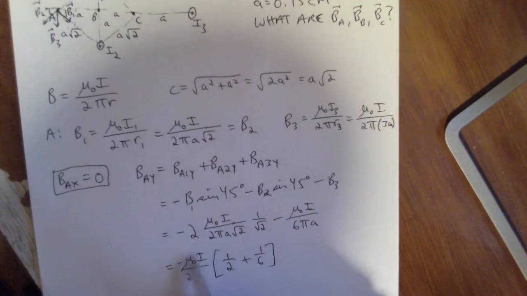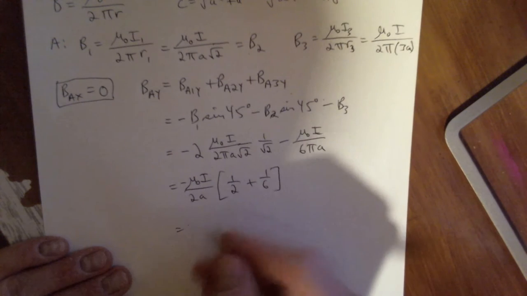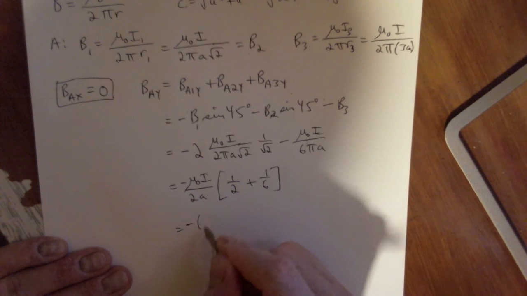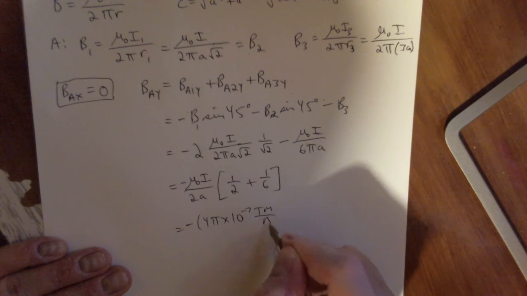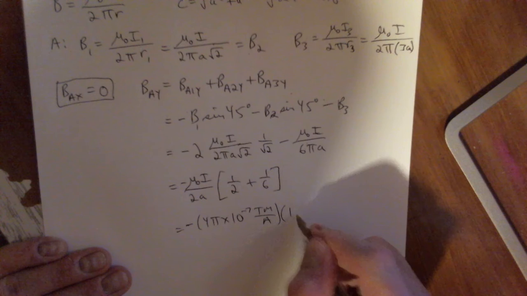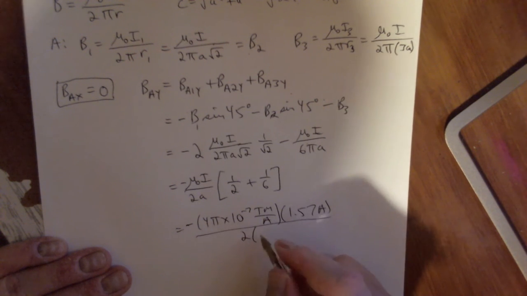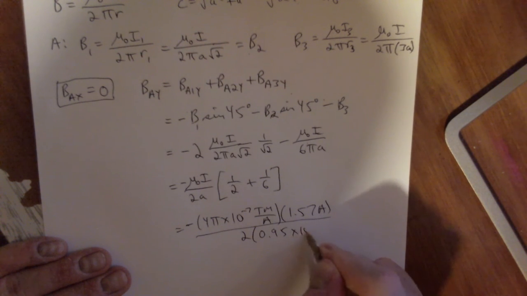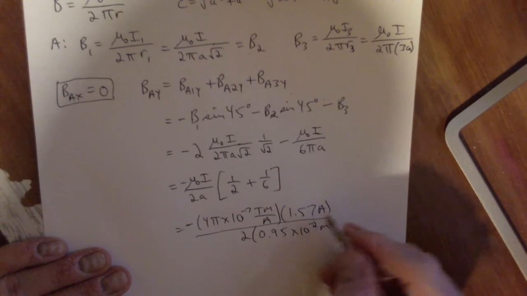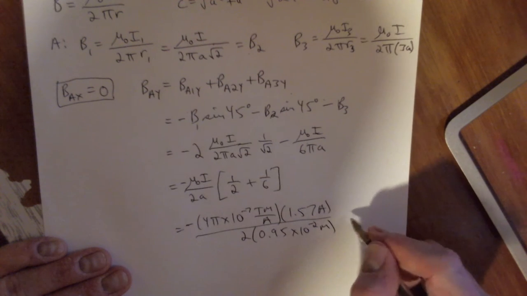And I'm going to calculate the mu sub naught I over 2a because we're going to keep getting it in the rest of the problem. So mu sub naught is 4 pi times 10 to the negative 7 Tesla meter per amp. I is given as 1.57 amps over 2 times A, which is 0.95 centimeters. We want MKS units, so 0.95 times 10 to the negative 2 meters. 1/2 plus 1/6, 3/6 plus 1/6, 4/6, or 2/3.